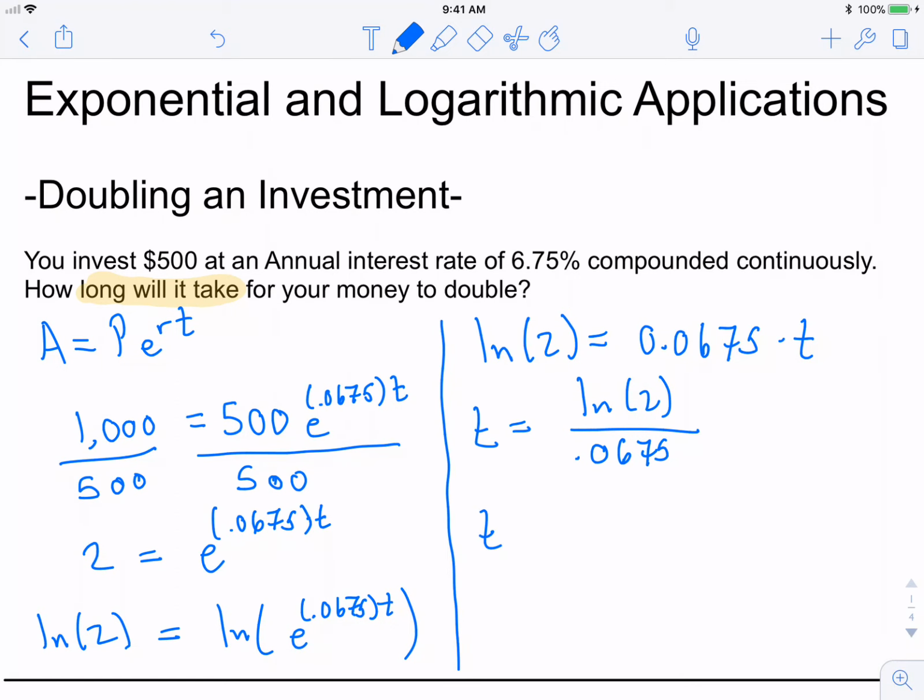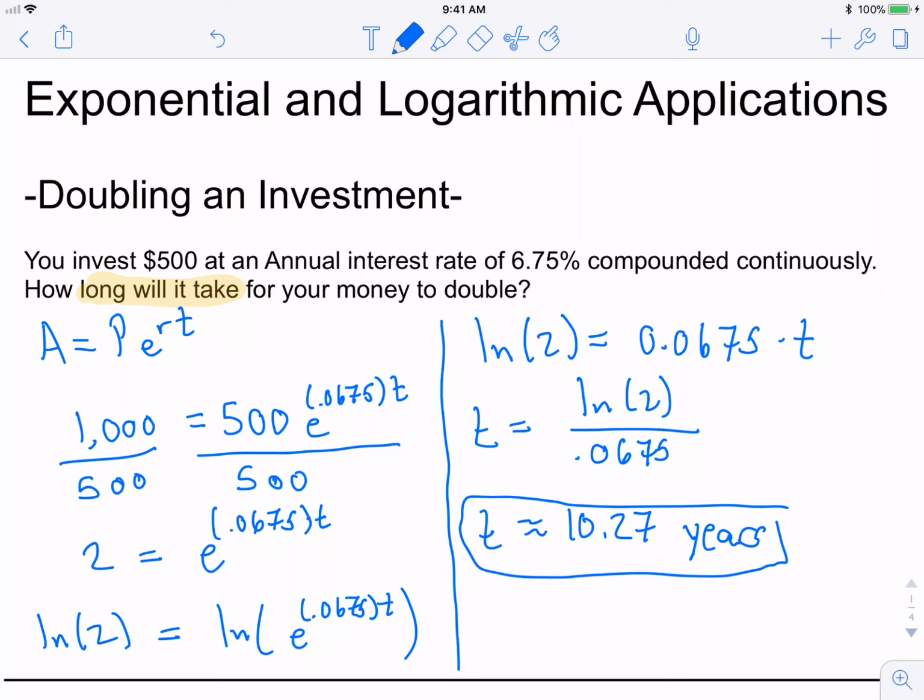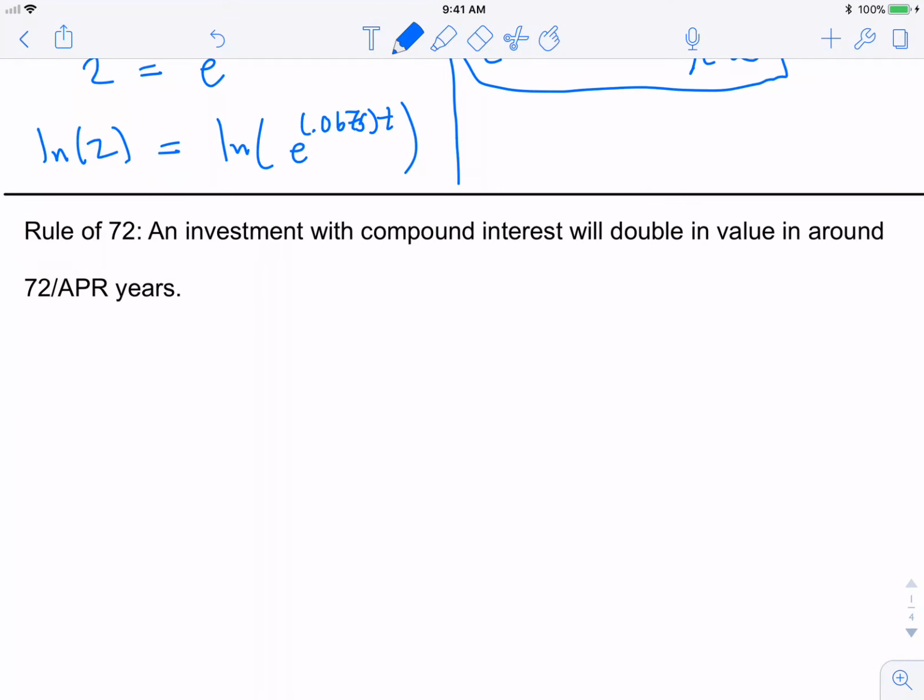which gives us that t is about 10.27 years. So at a rate of 6.75% compounded continuously, it takes a little over 10 years for our money to double. Finding out how long it takes our money to double is a very important number to know.